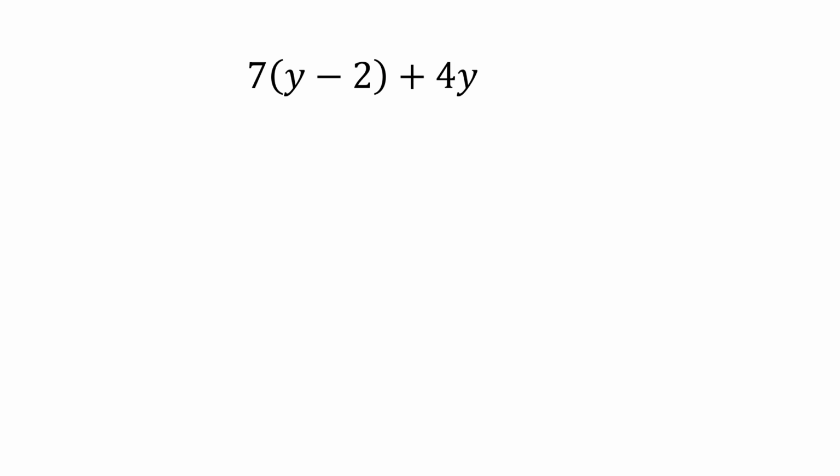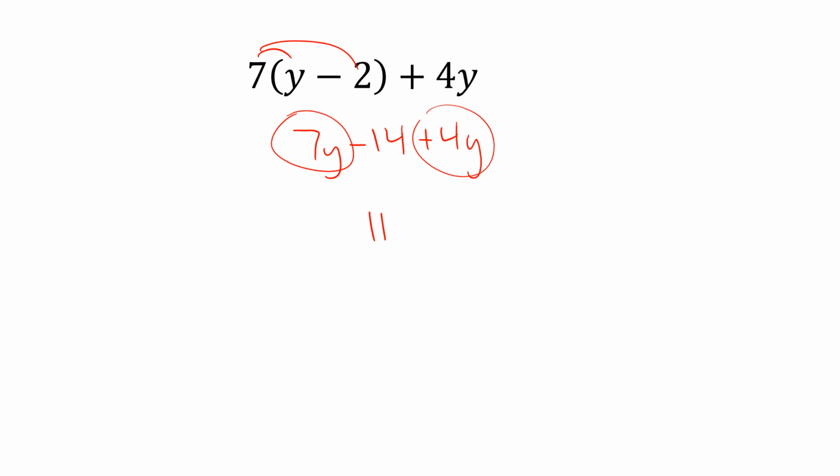Okay, another combining like terms. I know this is combining like terms because there's no equals here. It's not like it's equals -4 or something like that. So this is just combining like terms, probably distributing first. 7 times y is 7y. Minus 7 times 2 is 14, plus 4y. Combine these two right here, and you get 11y. Don't forget the minus 14 right there. Minus 14. That's it. Easy peasy.